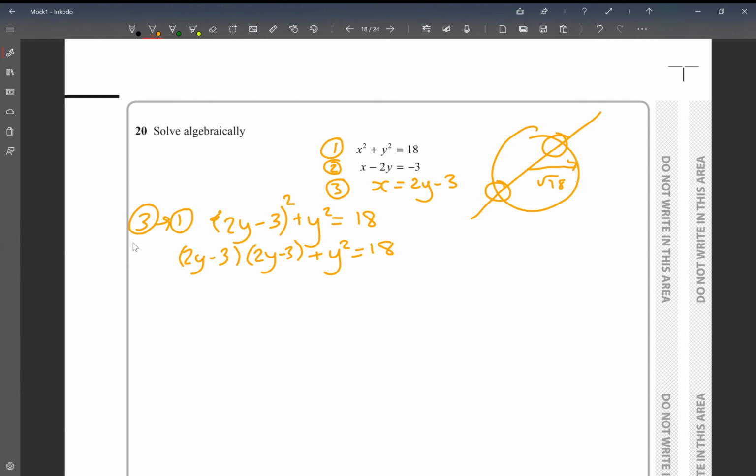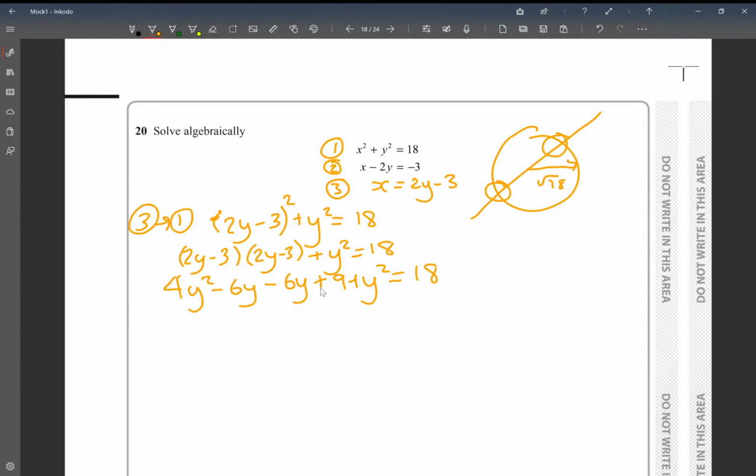So 2y times 2y is 4y squared, minus 3 times 2y is minus 6y, minus 6y again, and then plus 9. Again, another common error, because you've got so much going on, is forgetting that two negatives equal a positive. So I've just literally written all that out again.